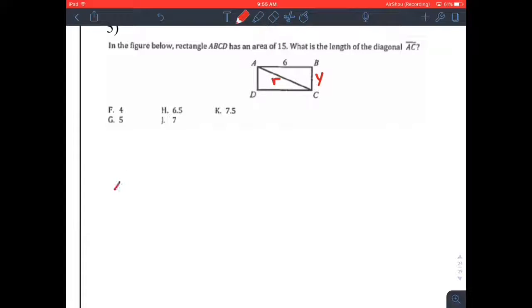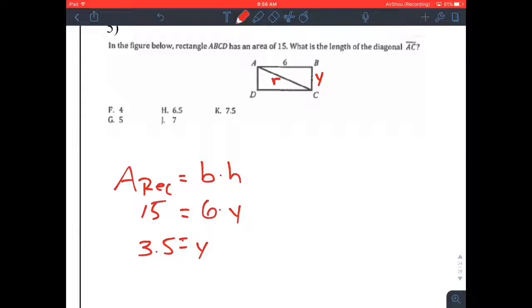So, area of a rectangle, base times height. Base, we'll say, is 6. Our height, we don't know. We do know our area, it's 15. If you divide both sides by 6, you're going to get that y is 3.5. Scratch that. 2.5. Alright, so we know that y is 2.5.